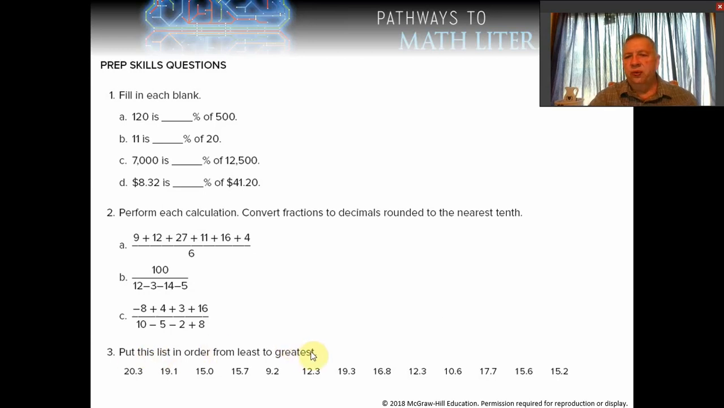Put this list in order from least to greatest. I would start out with 20.3. This is what I was telling you before. Take that first one, assume that it is the smallest, and just ask yourself, is this smaller? Yes, 19.1 is, so this is the one I'm going to work with. Is 15 smaller? Yes. Now this is the one I'm going to work with. Nope. Yes. I want to deal with 9.2. No, no, no, no.